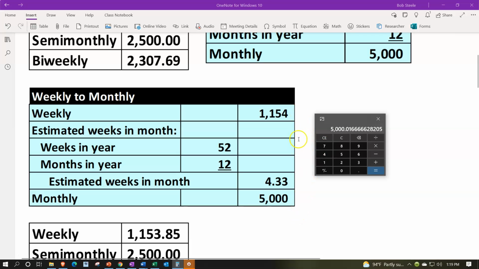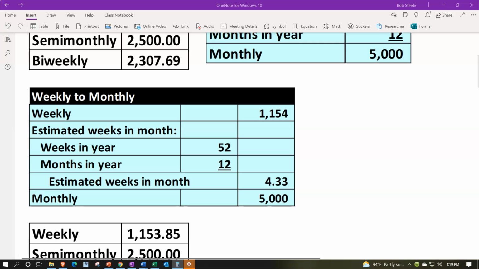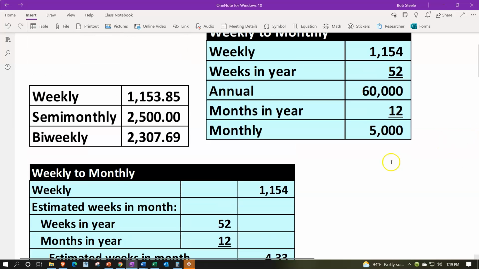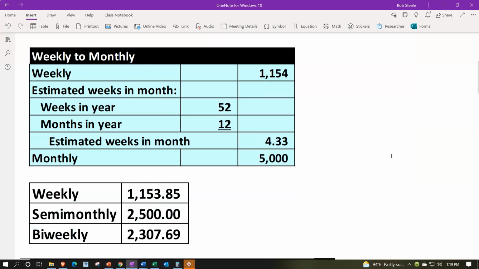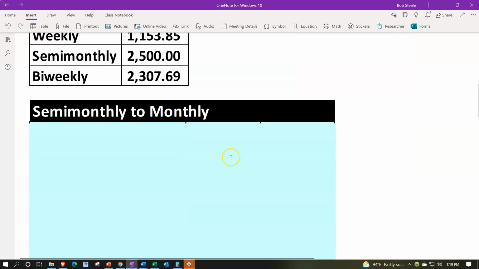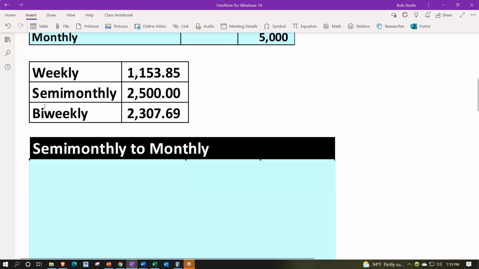So you can do this jump by going from weekly to monthly, but again, you have to realize that it's not 4 weeks. It's going to be about 4 1/3, and it might be easier just as a general rule to do the annual calculation and then break it down to a monthly. Let's do these two, the semi-monthly and the bi-weekly.